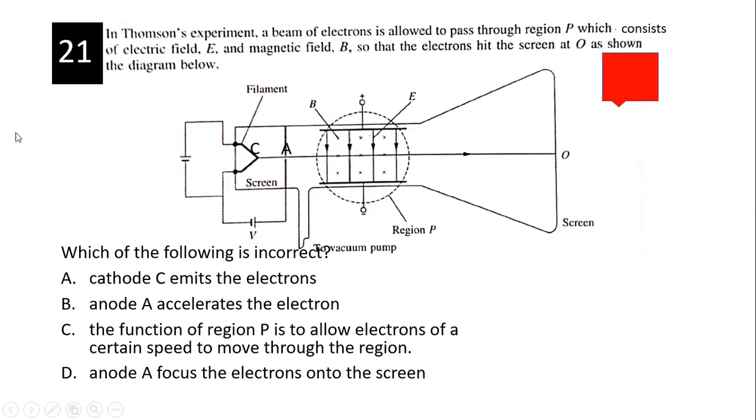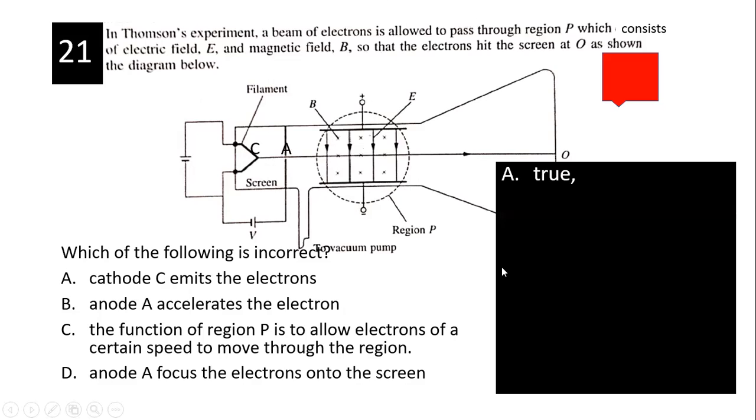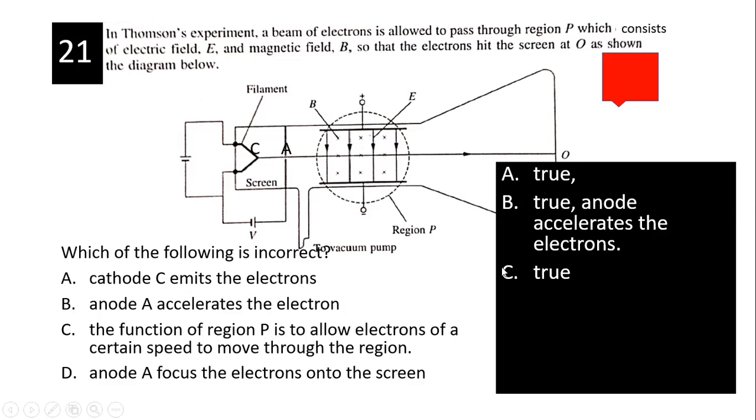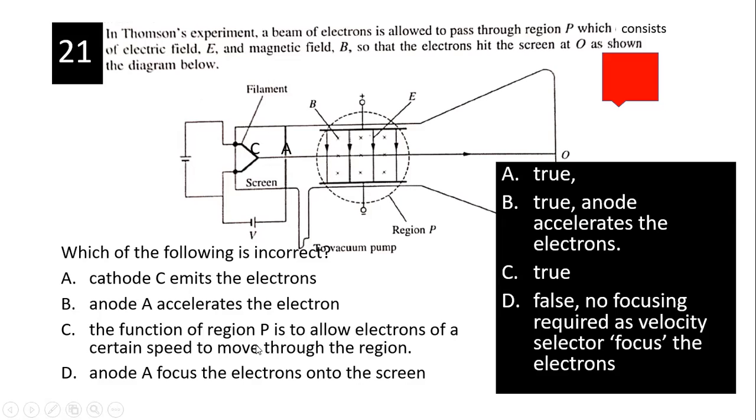Cathode is correct. Cathode emits the electron. Anode accelerates it. The function of P is to choose a particular velocity. It doesn't matter that all the electrons come at different velocities in different directions; you just choose the one that's horizontal with that particular velocity. It doesn't focus, not like the cathode ray, not like the CRO. So the wrong answer is that it doesn't focus. Focus is done by a field, the field that directs it to one point, horizontally.